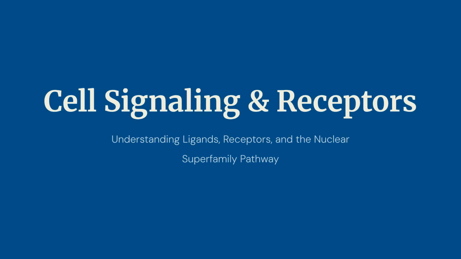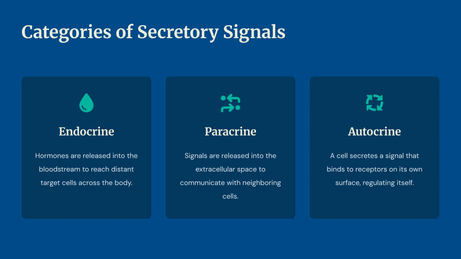Welcome to this video on cell signaling and receptors. We will explore the mechanisms of ligands, receptors, and the important nuclear superfamily pathway. Cells communicate through secretory signals categorized by their range. Endocrine signals travel through the bloodstream. Paracrine signals target nearby cells, and autocrine signals act on the secreting cell itself.